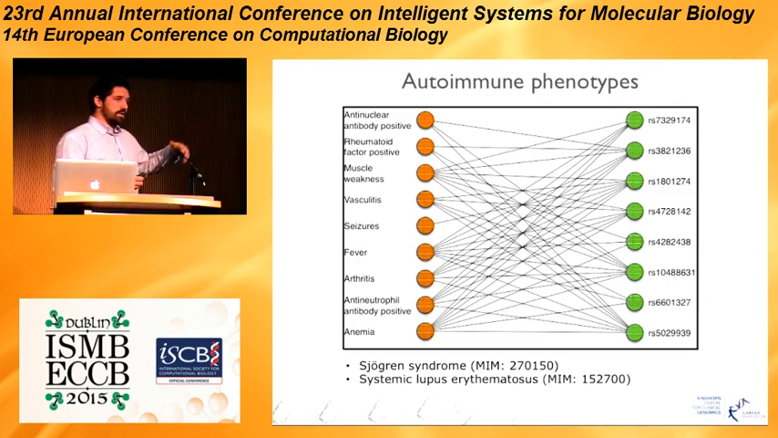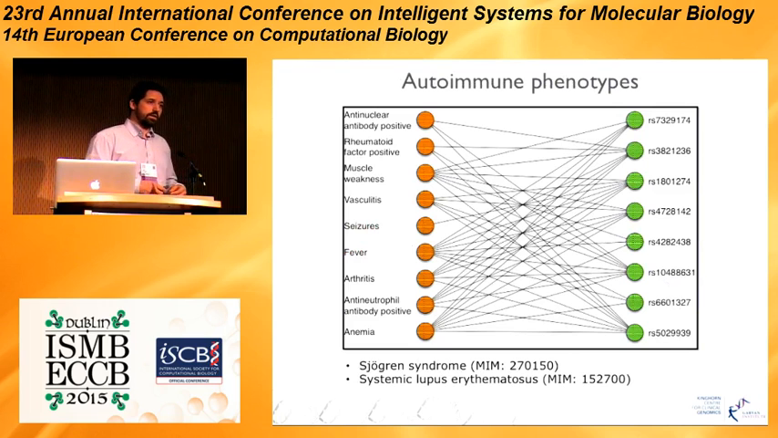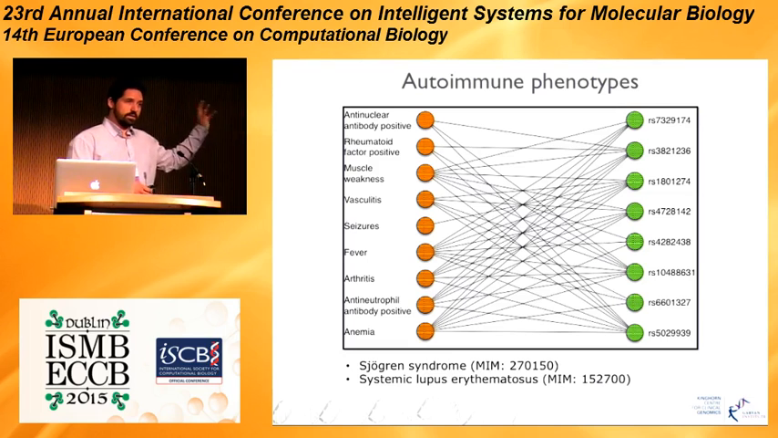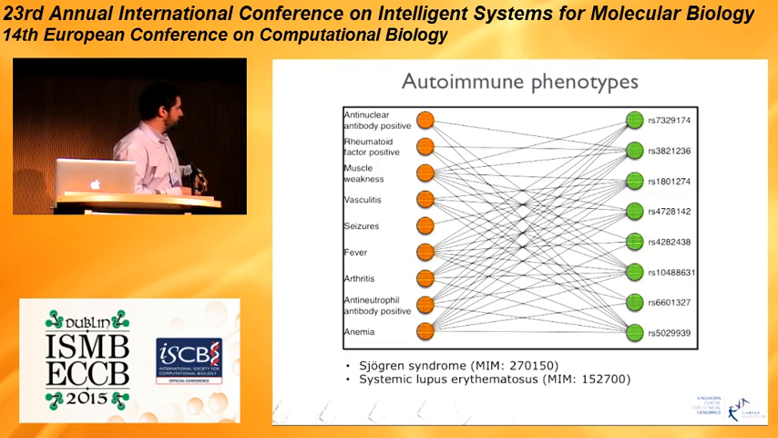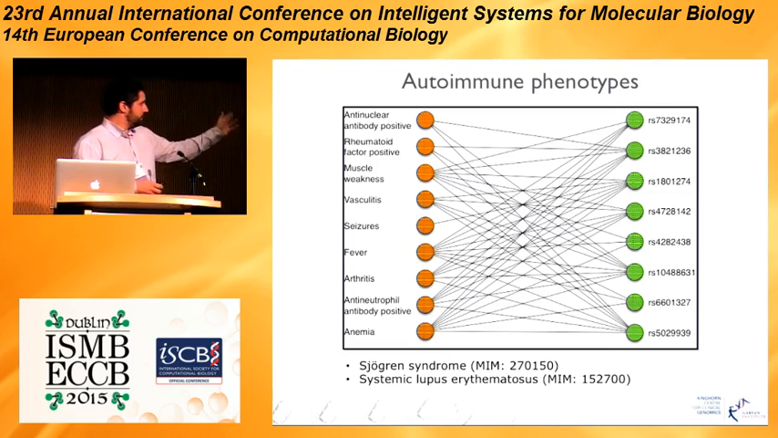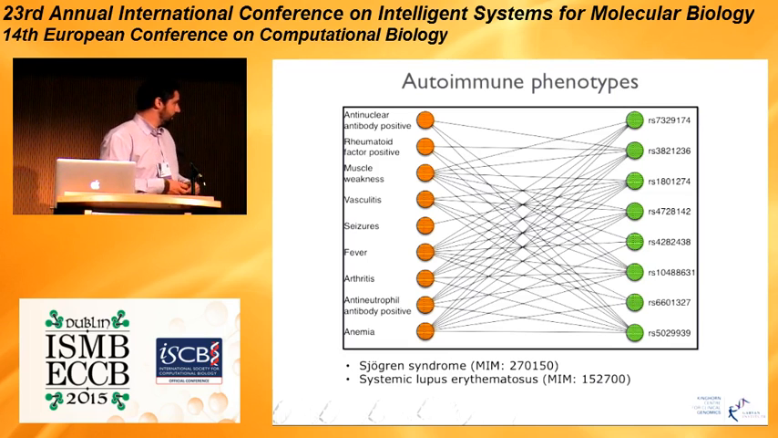The interesting thing was that when we had a look at the data, we were able to find dense clusters of RS SNPs to phenotype terms. In this particular case, you can see such a network of autoimmune phenotypes, which are known to characterize things like Sjögren syndrome or systemic lupus erythematosus.